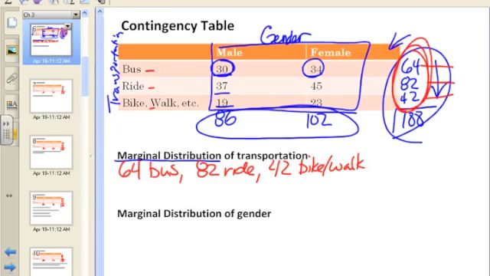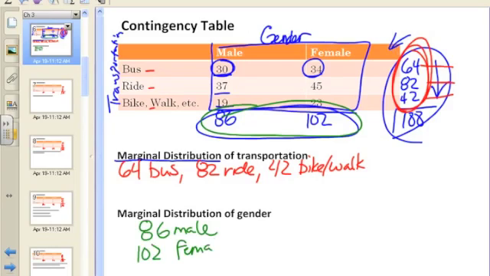All right, the next one asks for the marginal distribution of gender. So as you might imagine, we're looking at the margin for gender. I don't care about how they get to school. I'm just interested in how many males and females there are. So it looks like there's 86 male, 102 female. And I've just described the distribution, or how it's split apart.